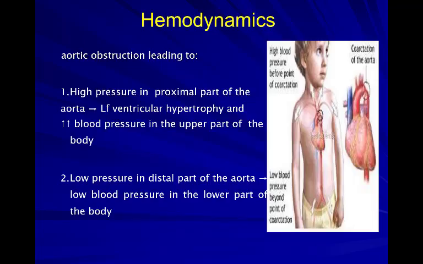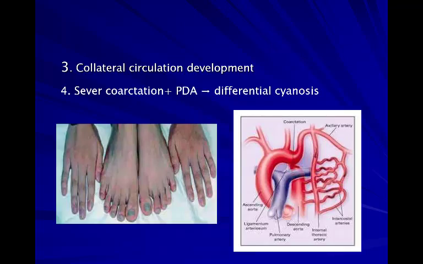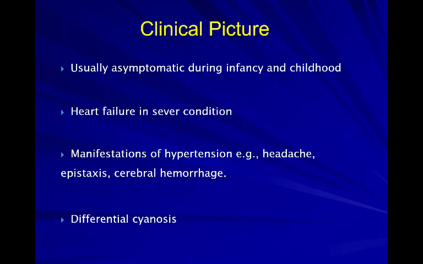Hemodynamics of aortic coarctation. Aortic obstruction leads to high pressure in the proximal part of the aorta and aortic arch, leading to left ventricular hypertrophy and increased blood pressure in the upper part of the body and both upper limbs, and lower pressure in the distal part of the aorta and both lower limbs. Collateral circulation develops between the upper and lower part of the aorta, before the obstruction and below the obstruction. In severe coarctation, the presence of PDA leads to what's called differential cyanosis, cyanosis of the lower limb and non-cyanotic upper limb.